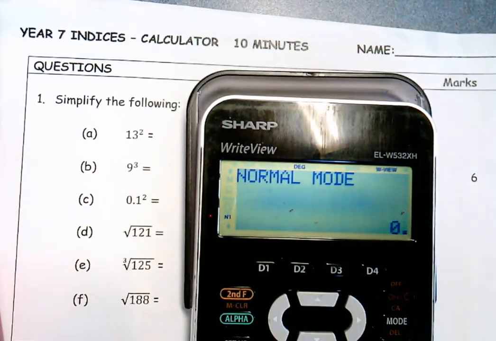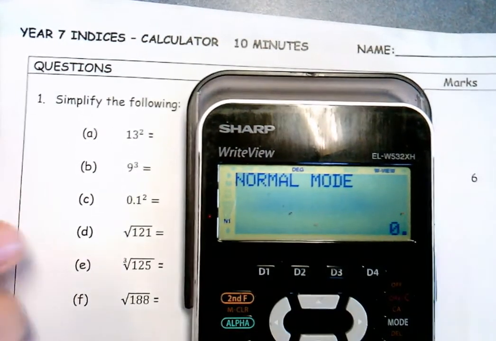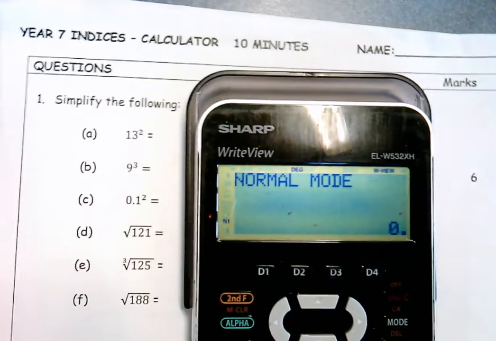At the calculator section, sorry about that bright light. I'll try and do it without having it all over the place.